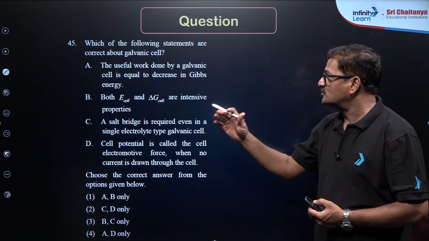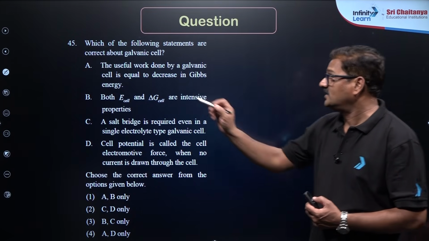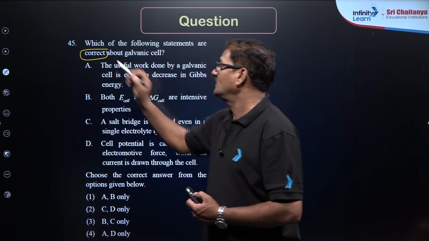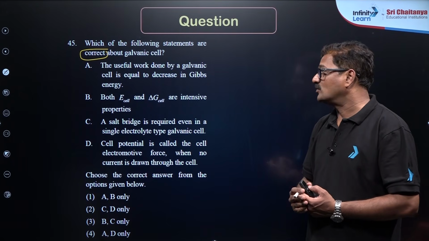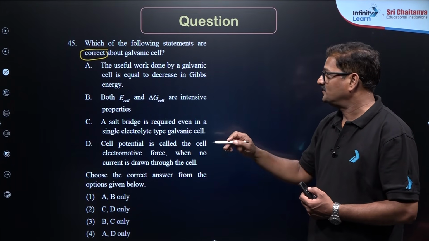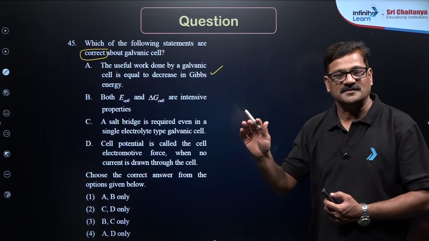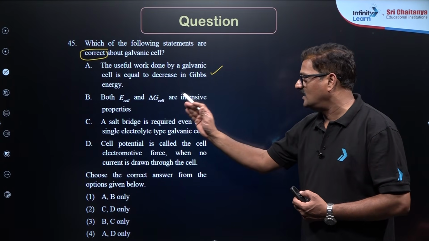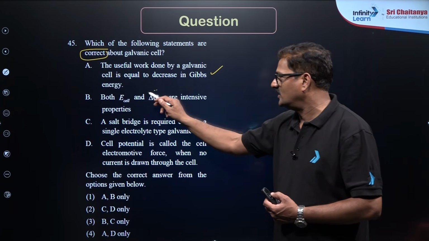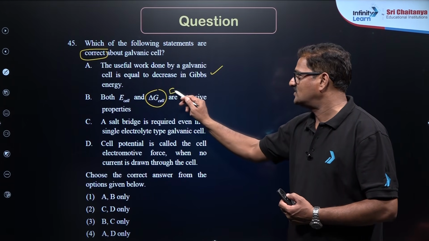Students, here is the question: which of the following statements are correct about a galvanic cell? The useful work done by a galvanic cell is equal to the decrease in Gibbs free energy. This is a principle of thermodynamics, so it is a correct statement. Both E cell and delta G are intensive properties? No, delta G is an extensive property.